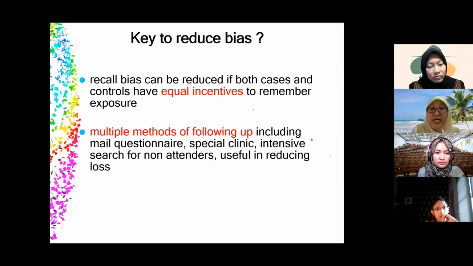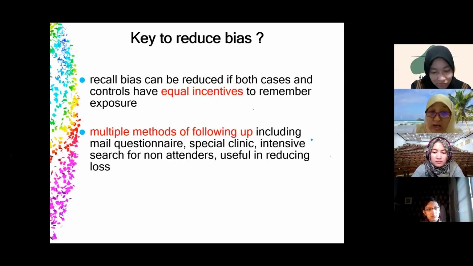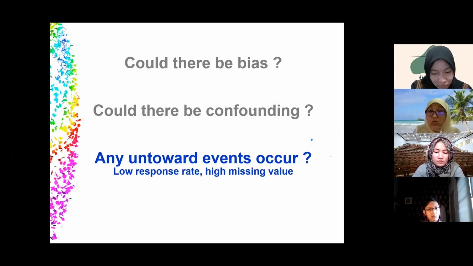Now, if the study subjected to recall bias, the researcher took an effort. For example, give equal incentive to both groups so that both will try to remember the exposure. They actually do multiple methods of following up. Maknanya the telephone, the mail questionnaire, so the response rate will be maximized. If they mention this in the paper, it indicates of a high quality study. Now, finally, any untoward events occur, a good study they will mention about response rate.